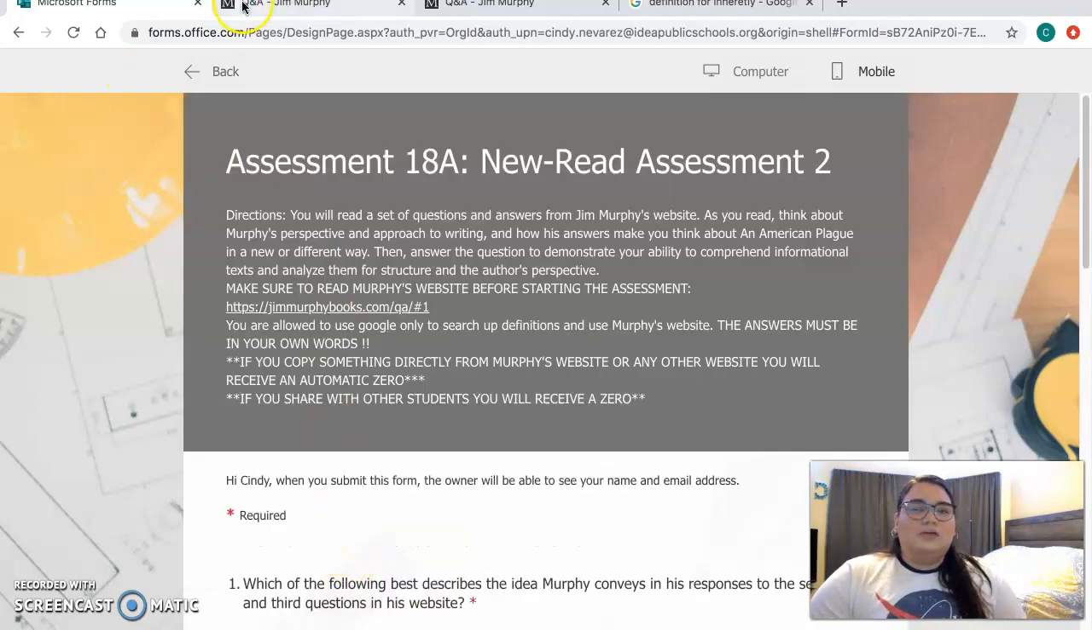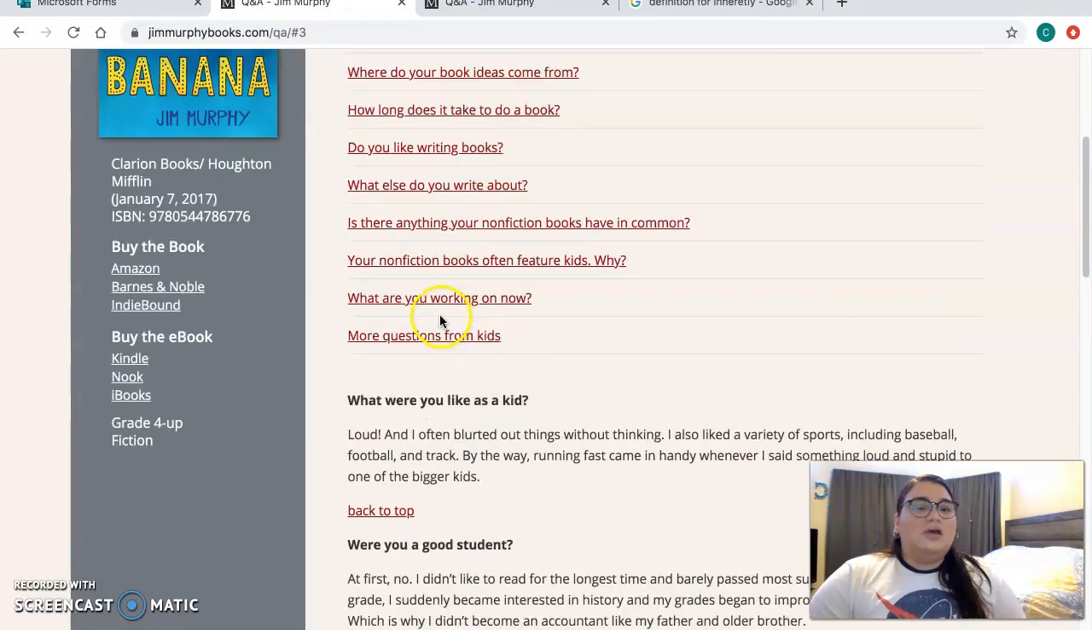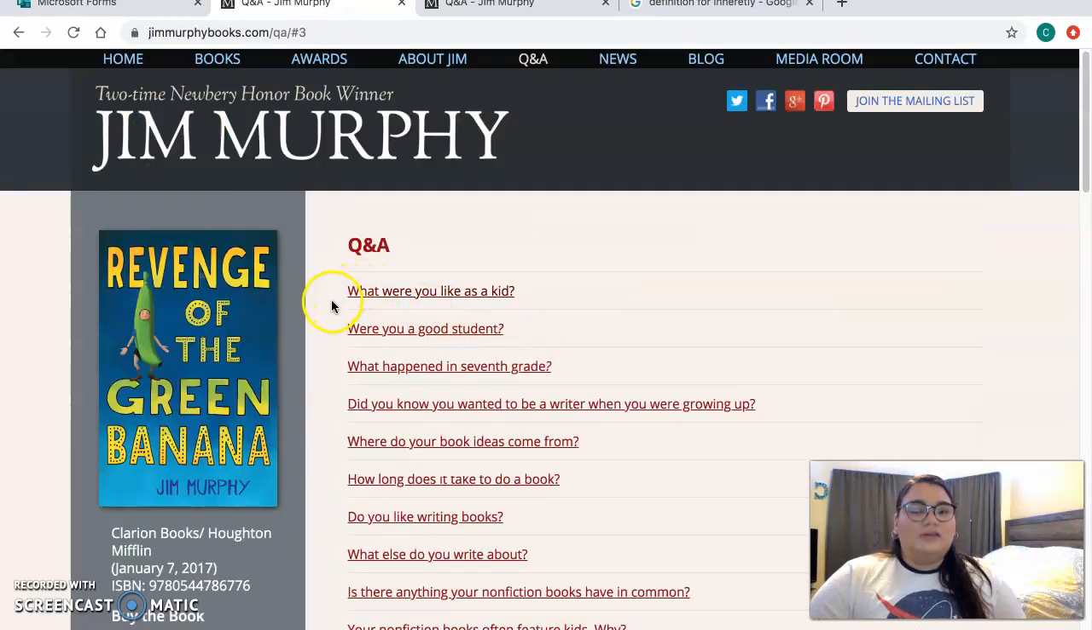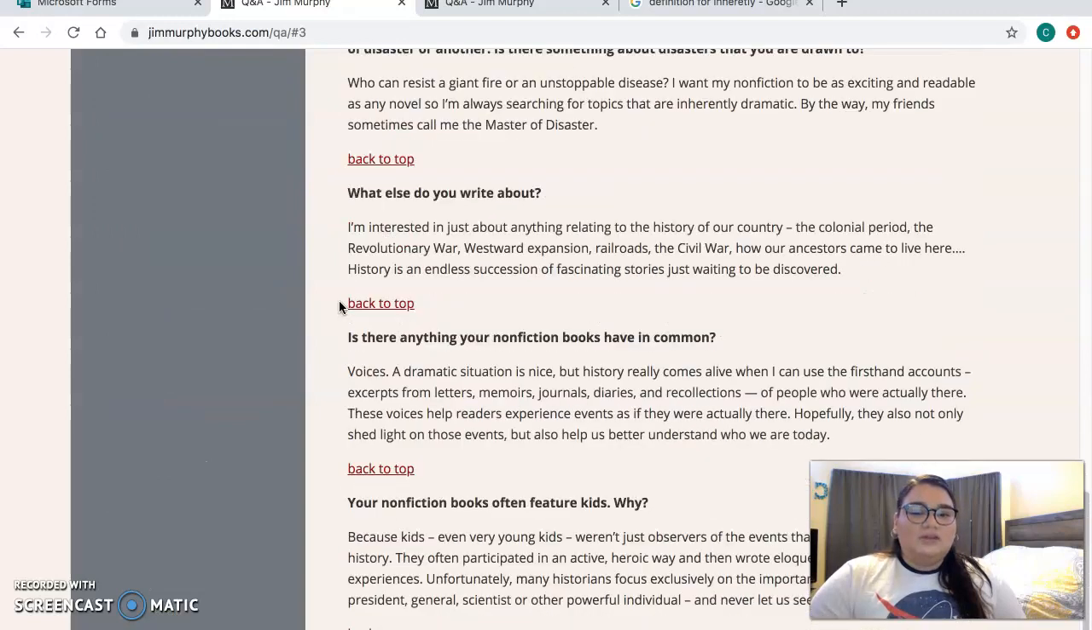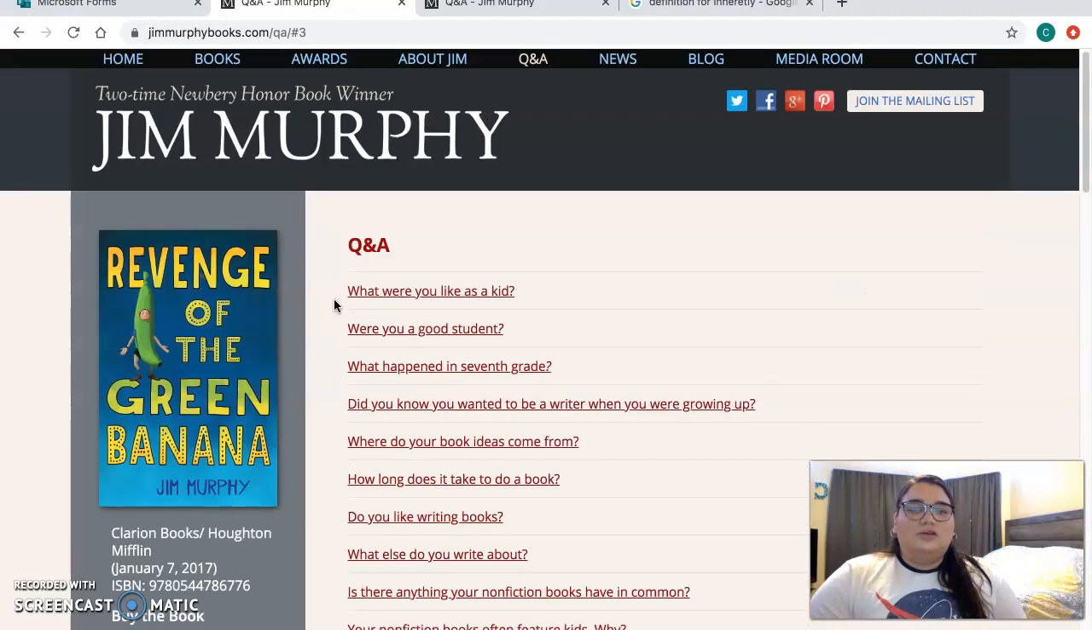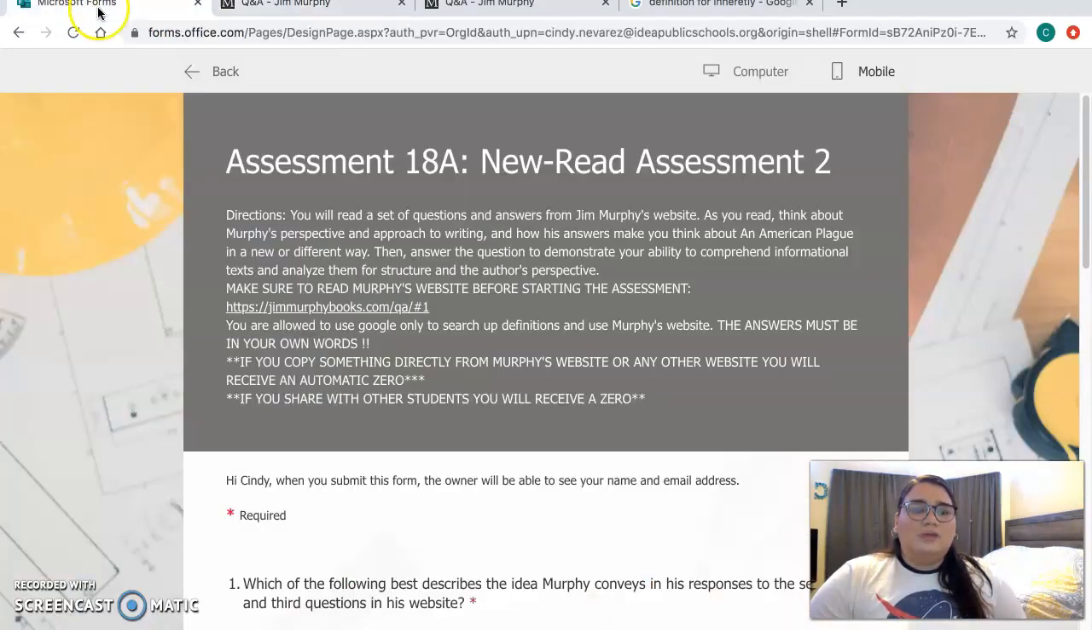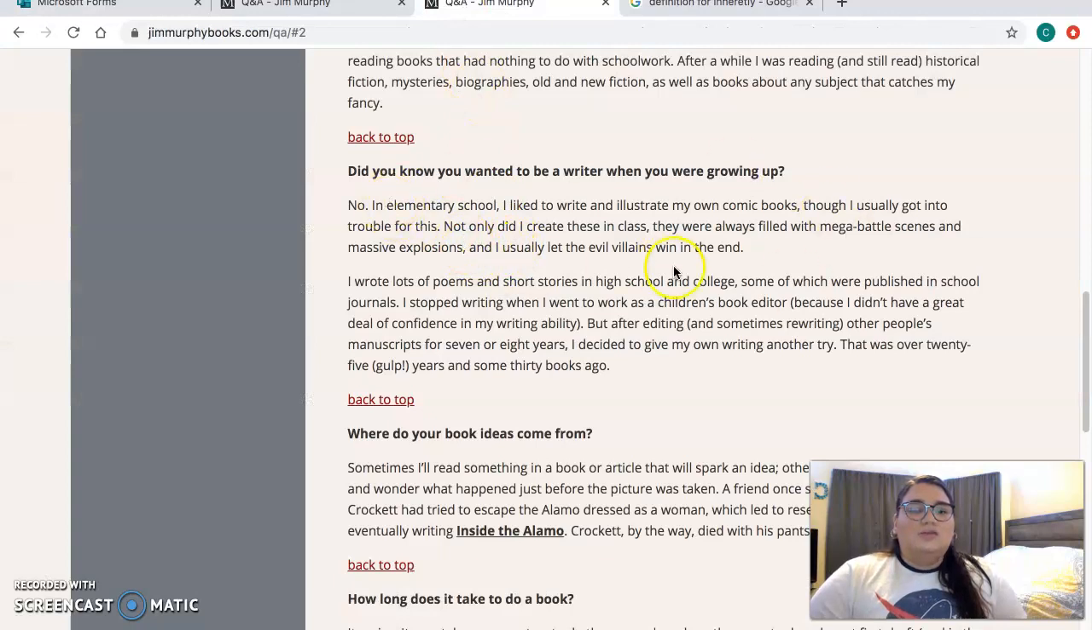So again, if you don't look at the article, you're not going to pass the assessment. You need to make sure that you look at the article, you read it, you look at the details, and you use this website to your favor. Do not be looking up answers. Do not be copying and pasting. Remember, the only reason why you're going to use Google is to look up definitions, and the other thing you should be using is the website.